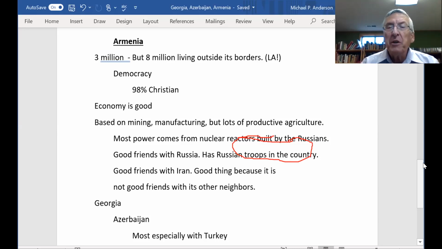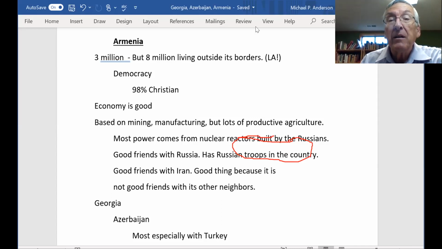Again, democracy. This one is mostly Christian, which is kind of interesting because it is sandwiched right between Muslim Turkey and Muslim Azerbaijan. And to the south, we have Muslim Iran. And yet this is a Christian country, 98% Christian country. It's an interesting place. Their economy is doing just fine too.